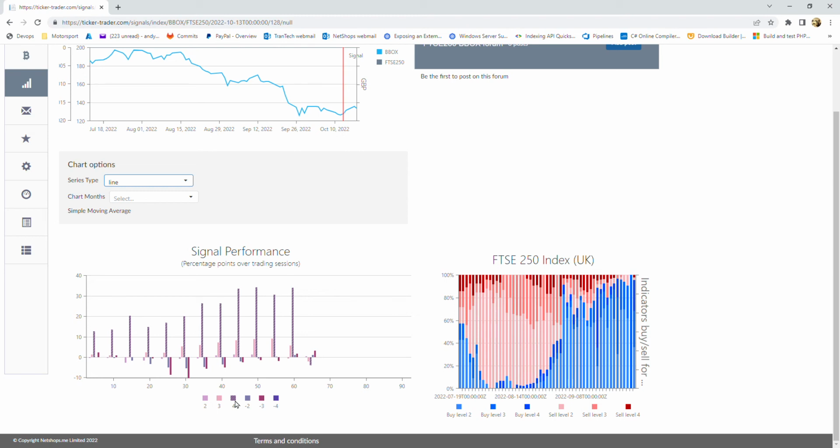And it's telling us over a 5-year period, on average, in 5 trading sessions, a level 4 indicator for this stock will achieve a 12.6% increase. And then we've got 10 trading sessions, a level 4 indicator on average over a 5-year period will achieve 13.5% profit. Now if you're going to use a margin account, you can see that you have a big opportunity.